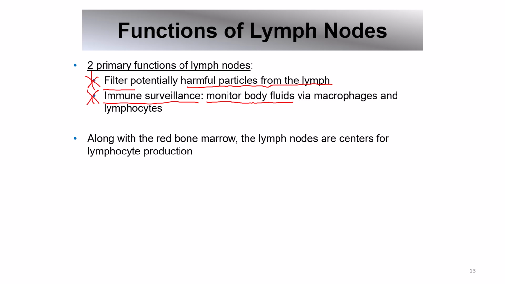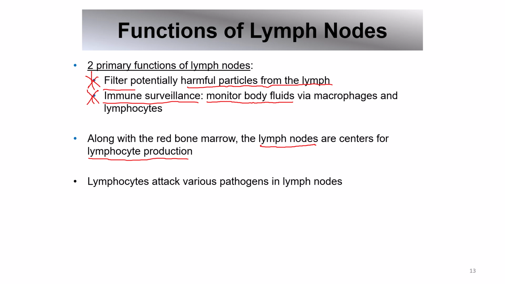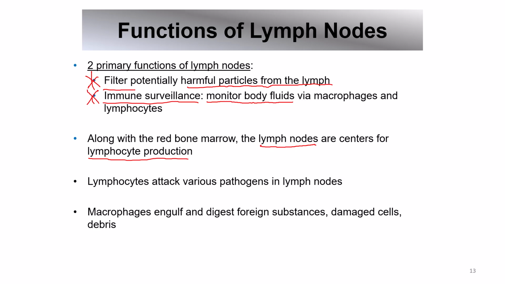Now, red bone marrow helps to make white blood cells, but know that lymph nodes are also regions that can make lymphocytes. We're going to get to the lymphocytes towards the end of the chapter and talk about how they help to fight off the invading bacteria or other pathogens. Macrophages, though, are able to eat, meaning engulf and digest foreign substances. They can also get rid of damaged cells and other debris.